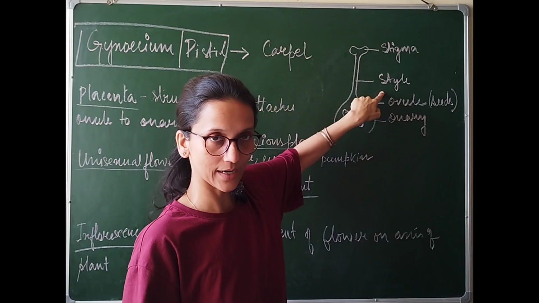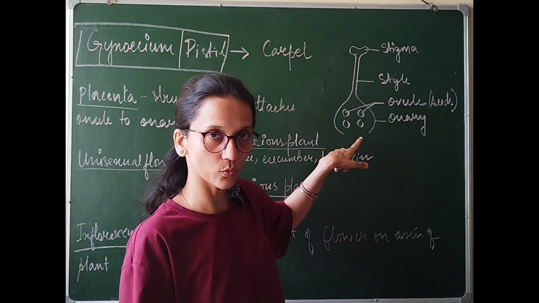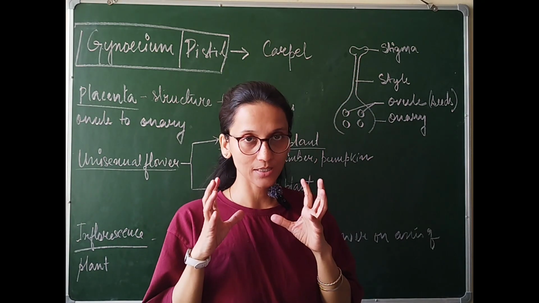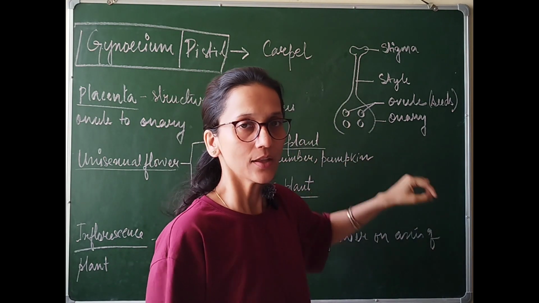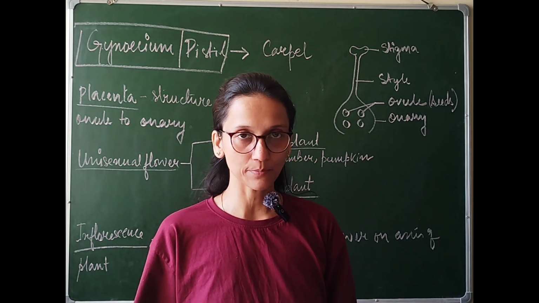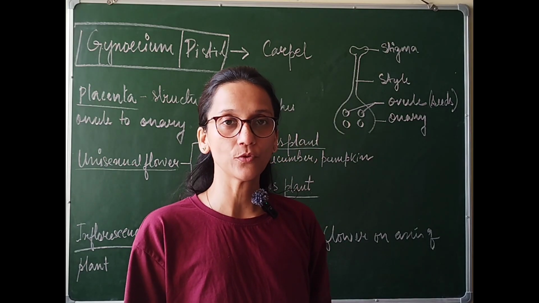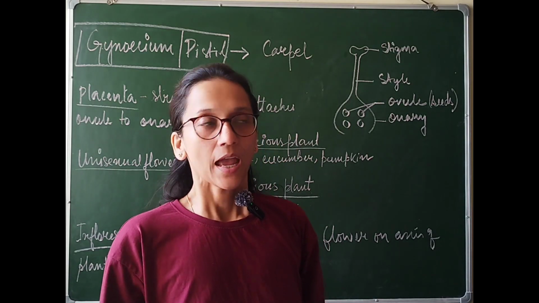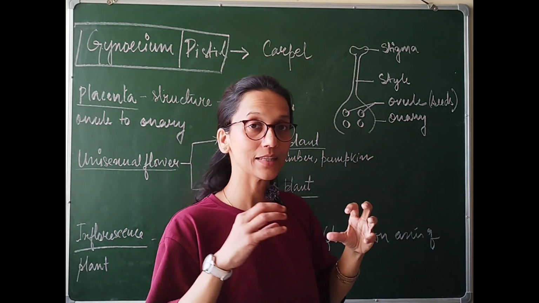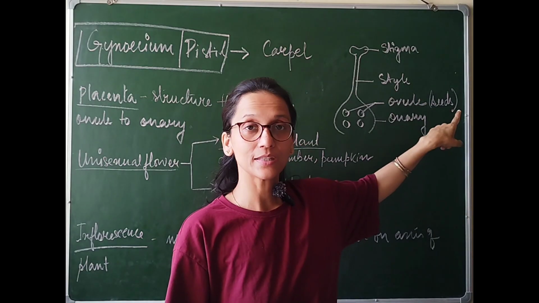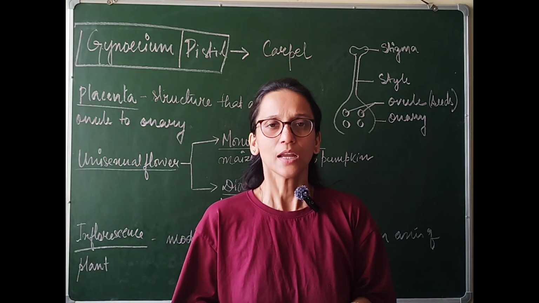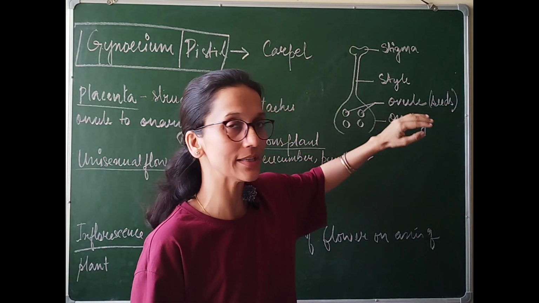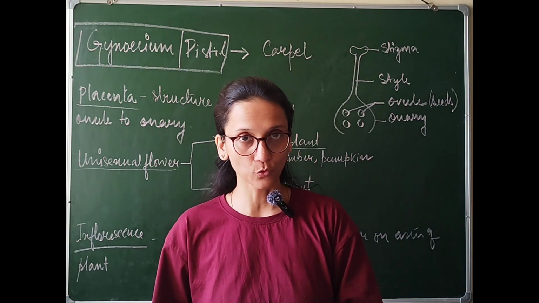Next to it is the style. It basically connects the stigma to the ovary, and the final structure is the ovary. This enlarged part contains ovules inside it. There can be one ovule, there can be multiple ovules, and inside this ovule what is found is the egg. And remember one thing, once fertilization happens, these ovules get transformed into seeds. We will study this in detail afterward. Just remember that the ovules become seed in a fruit.